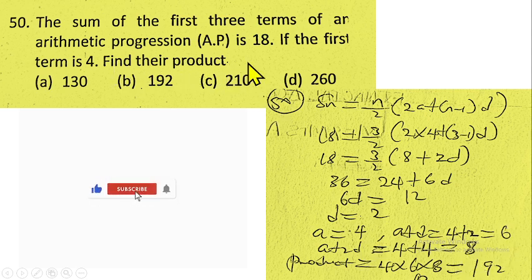We are asked to find their product, that means multiply them together. That will be 4 times 6 times 8, that gives us 192. So option D is the correct option for question number 50.